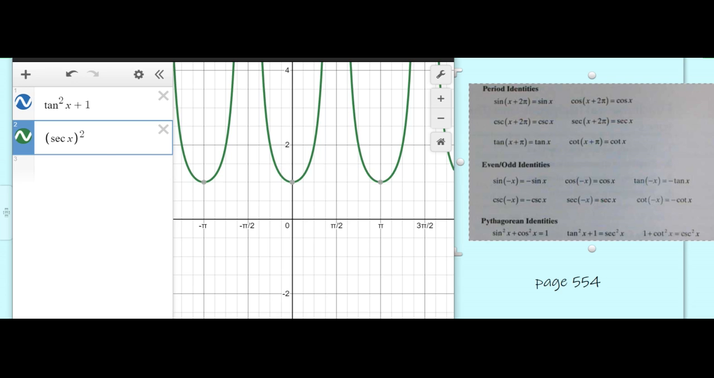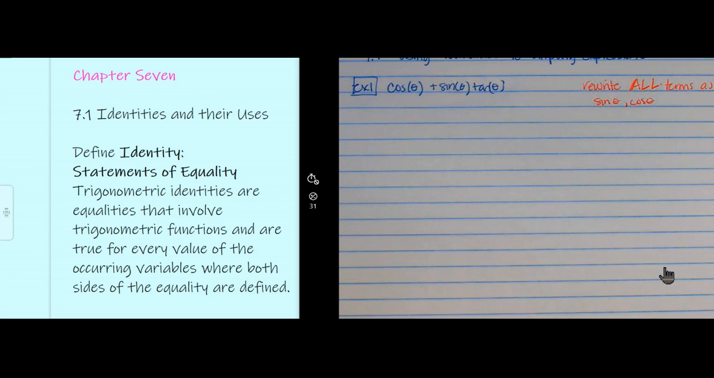Okay, our first example. Example 1. We're going to use identities to simplify expressions. My first example says cosine of theta plus sine of theta times tangent of theta. This is not a problem where I'm going to use a calculator and figure out how the graph goes. I don't know how this graphs, and I don't want to graph it. It would be quite the XY chart. So instead, I want to simplify it.